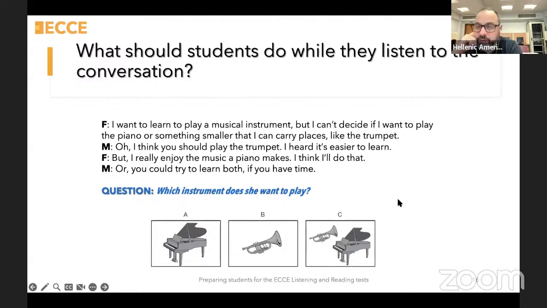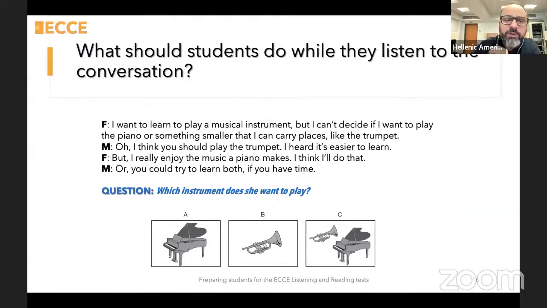So we have another example here. This is something that the students will also hear in the actual examination. This is the sample that is provided during the test. So we listen to this one.